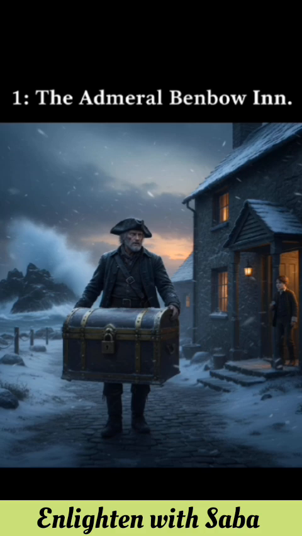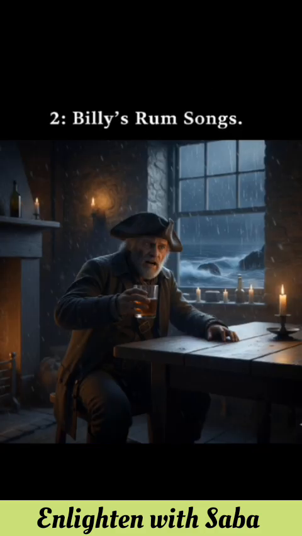Now let's move on to the second paragraph, that is Billy's rum songs. Billy spends his evenings in the inn corner drinking rum and singing pirate songs like Fifteen Men on the Dead Man's Chest, Yo Ho Ho, and a Bottle of Rum. During the day, he nervously looks out at the sea, showing he fears someone is coming for him. This paragraph builds suspense and shows Billy's secretive pirate past.